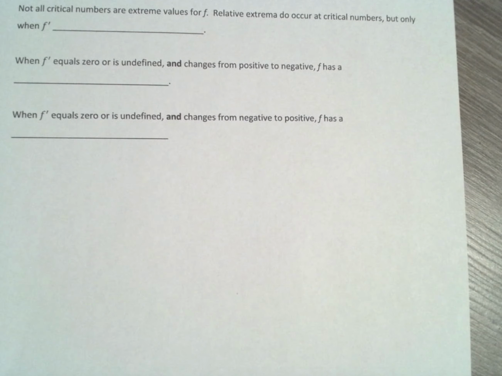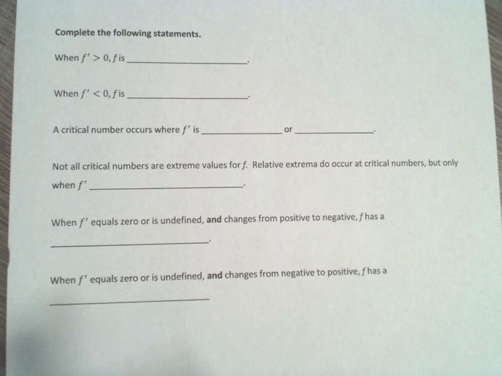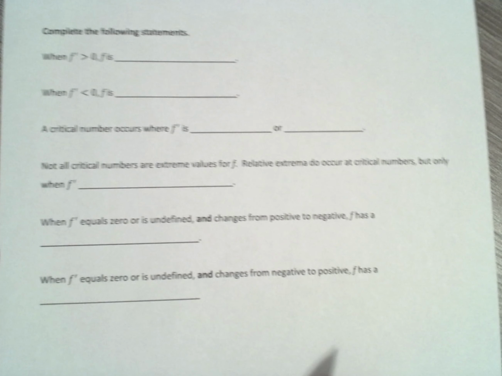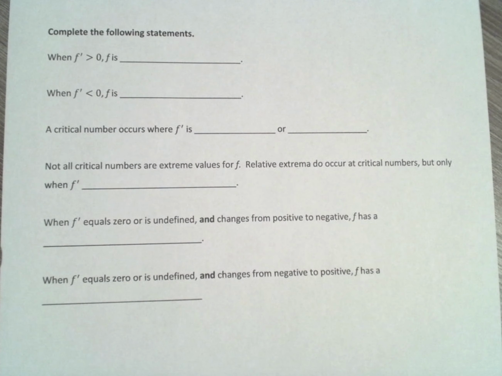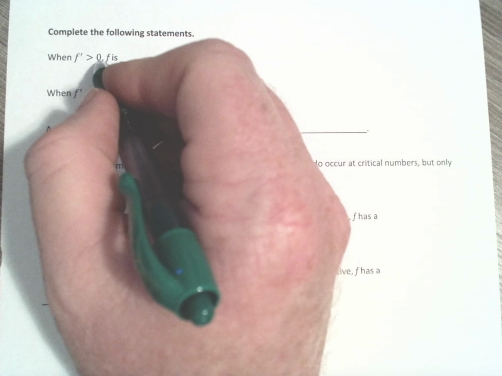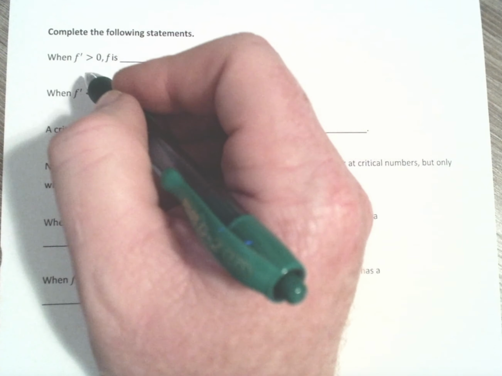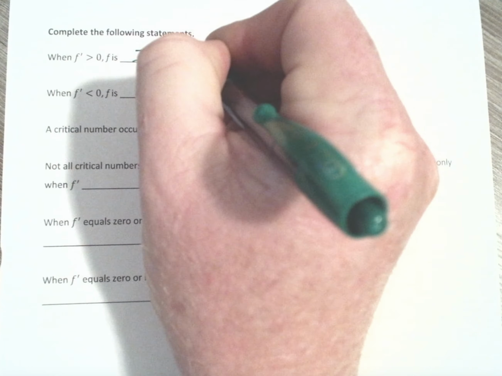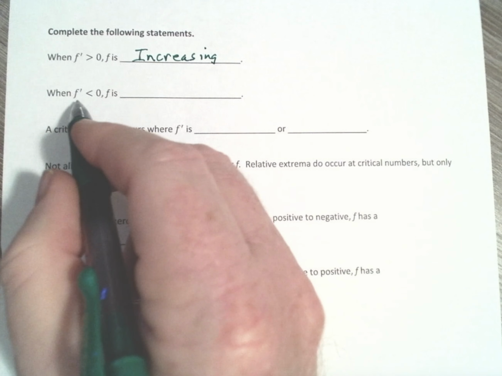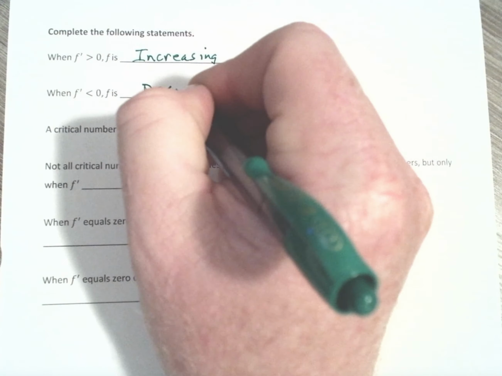All right, so just to recap everything and all the relationships that we're going through in this section. And you got to know this. Now, off the top of your head, you got to be able to spit this kind of information out. Okay, when f prime is greater than 0, and that's just another way of saying when f prime is positive, f is increasing. Okay, when f prime is negative, f is decreasing.